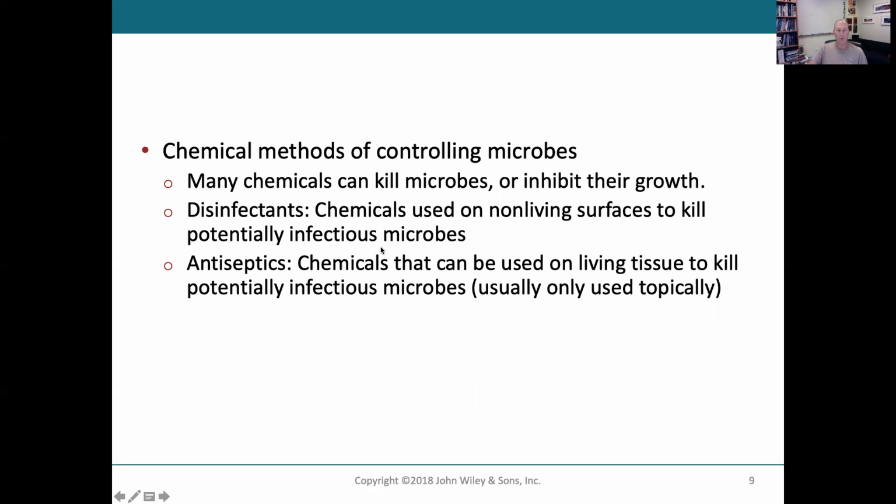So there are a couple of terms to remember. Disinfection is using chemical methods to treat non-living surfaces to kill potentially infectious microbes, whereas antiseptics are chemicals that are used on living tissue, like preoperative, for example, or after a medical procedure to kill potentially infectious microbes. So the difference is just what you're using it on: non-skin, non-living material versus living material.